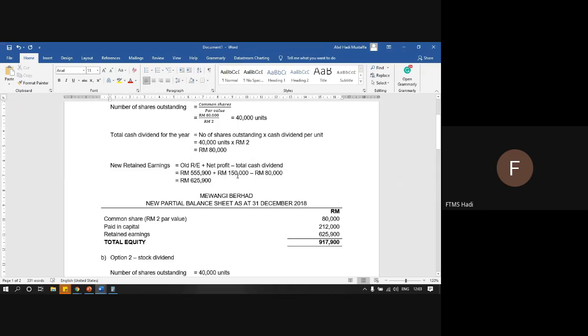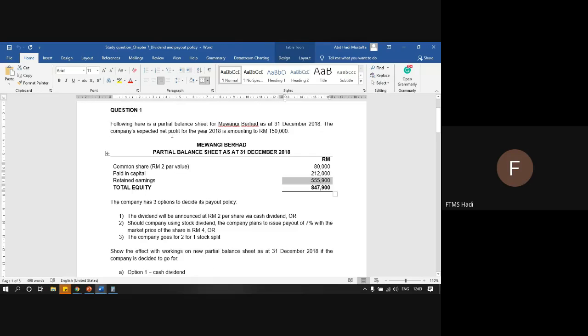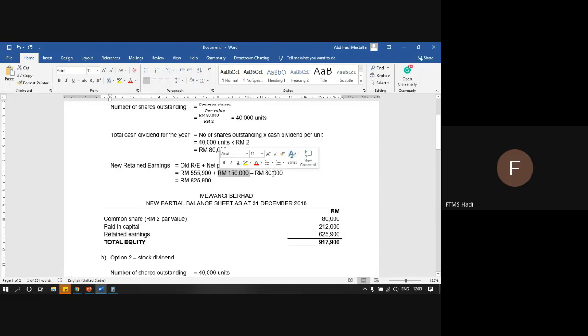Net profit, you can get it from the question. It says that the company's expected net profit is amounting to 150,000. And total cash dividend of 80,000 you can get from the earlier working. So 555,900 plus 150,000 minus 80,000, press calculator, you will get 625,900. That you will bring down here.